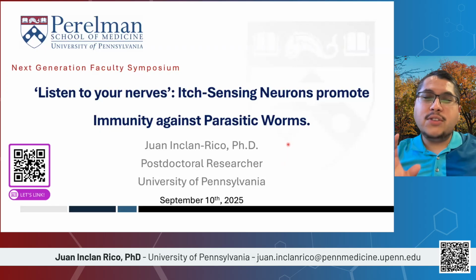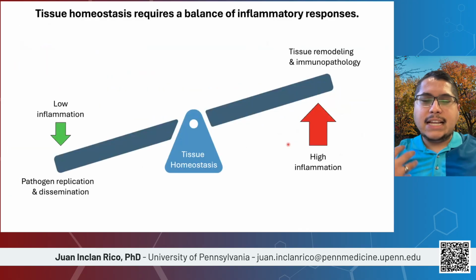Thank you for allowing me to share my work today, showing how listening to your nerves can actually promote immunity in your skin to fight parasitic worms that try to infect your body. But before I get into this concept, I wanted to share an idea that has intrigued me for my whole scientific career, which is how peripheral tissues can maintain homeostasis by controlling the extent of inflammatory responses.